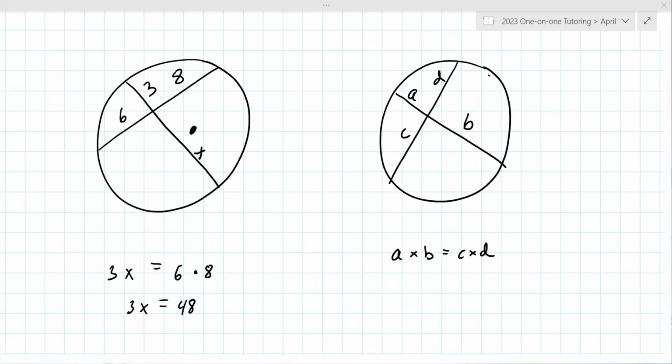I think you would divide by 3 on both sides. Okay, so could you do that for us, please? 3 divided by 3 is 16, and it would be X equals 16. Right.